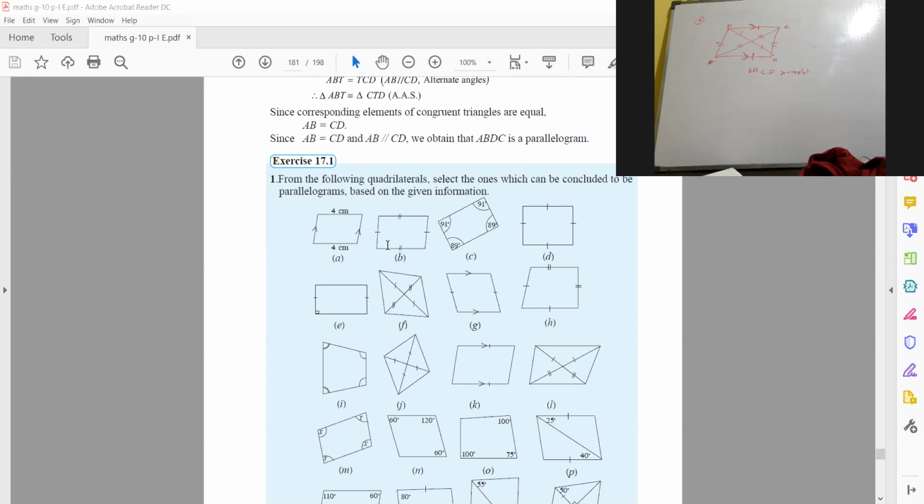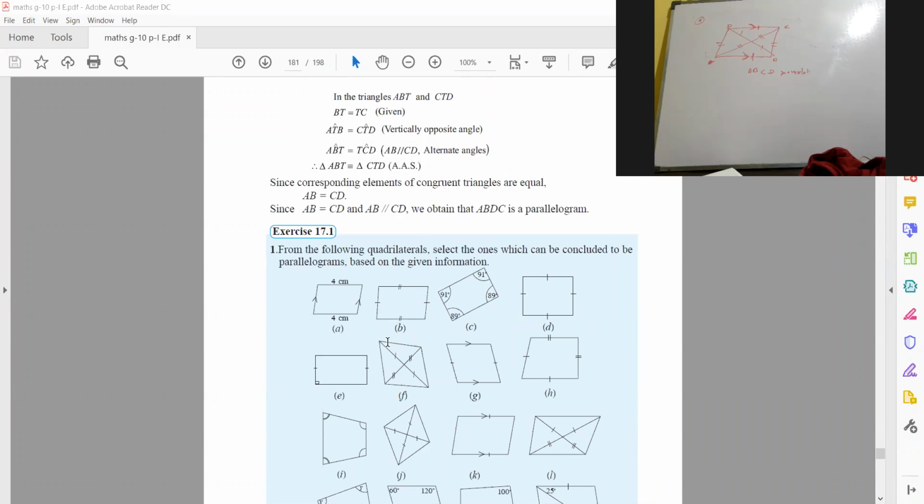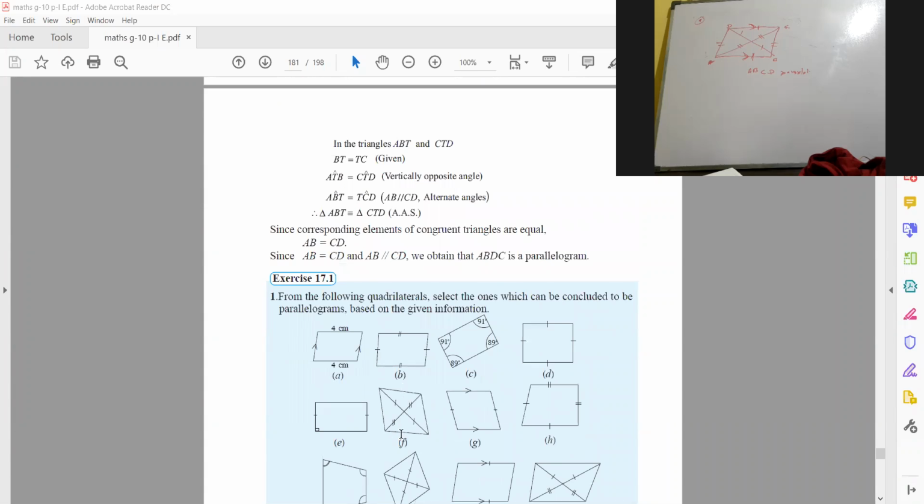If we consider the second one, B, opposite sides are equal to each other, right? This side is equal to this side, and this side is equal to this side. Opposite sides are equal, right? Zoom it again.